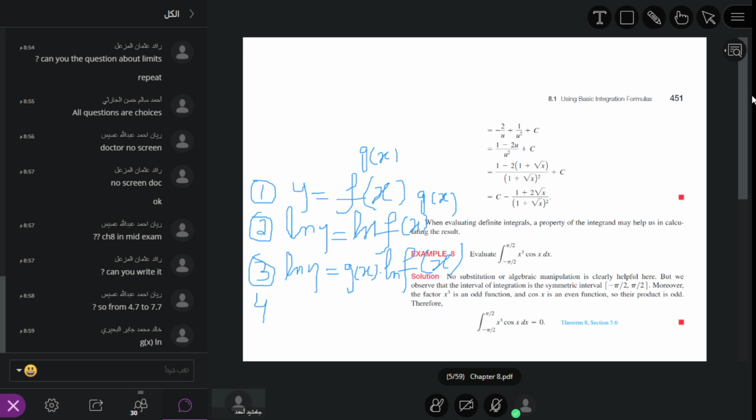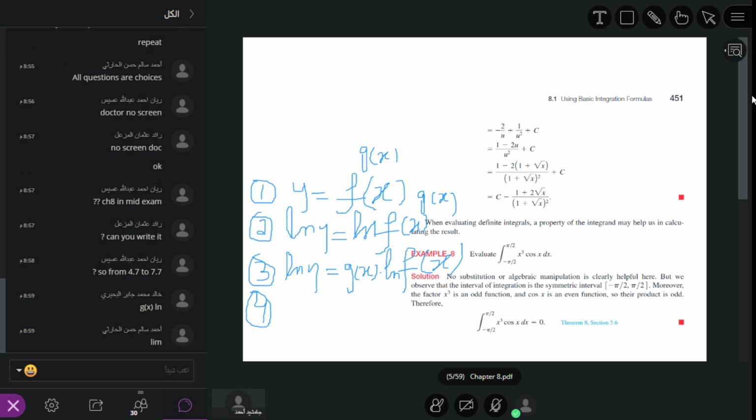Fourth step. What is the fourth step? We take the limit. So limit of ln of y, and here the same limit. It means if x approaches a, we put a. If x approaches 2, then x approaches 2. So same limit, g of x dot. In this step we will find the limit.